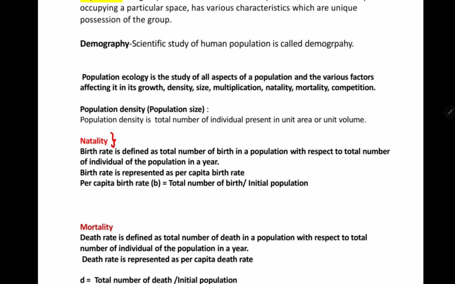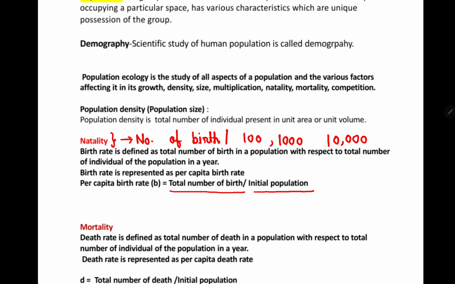Another thing: what is natality? Natality is the number of births per capita. Whenever I talk about per capita, we can take any value, like per 100 individuals, or per 1000 individuals, or per 10,000 individuals. Whatever value you want to take, you can take. So what is the formula for the birth rate, natality? It is the total number of births divided by the initial population.